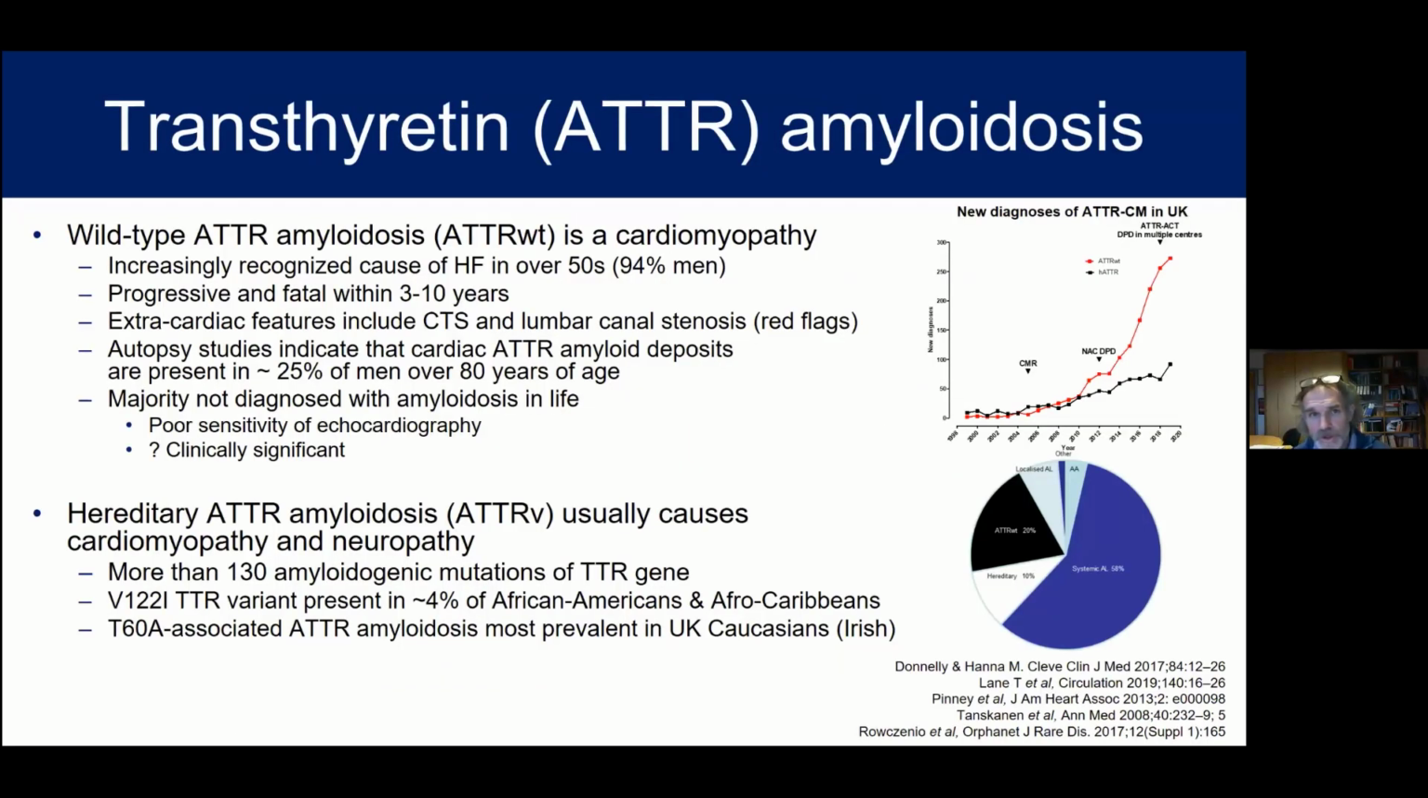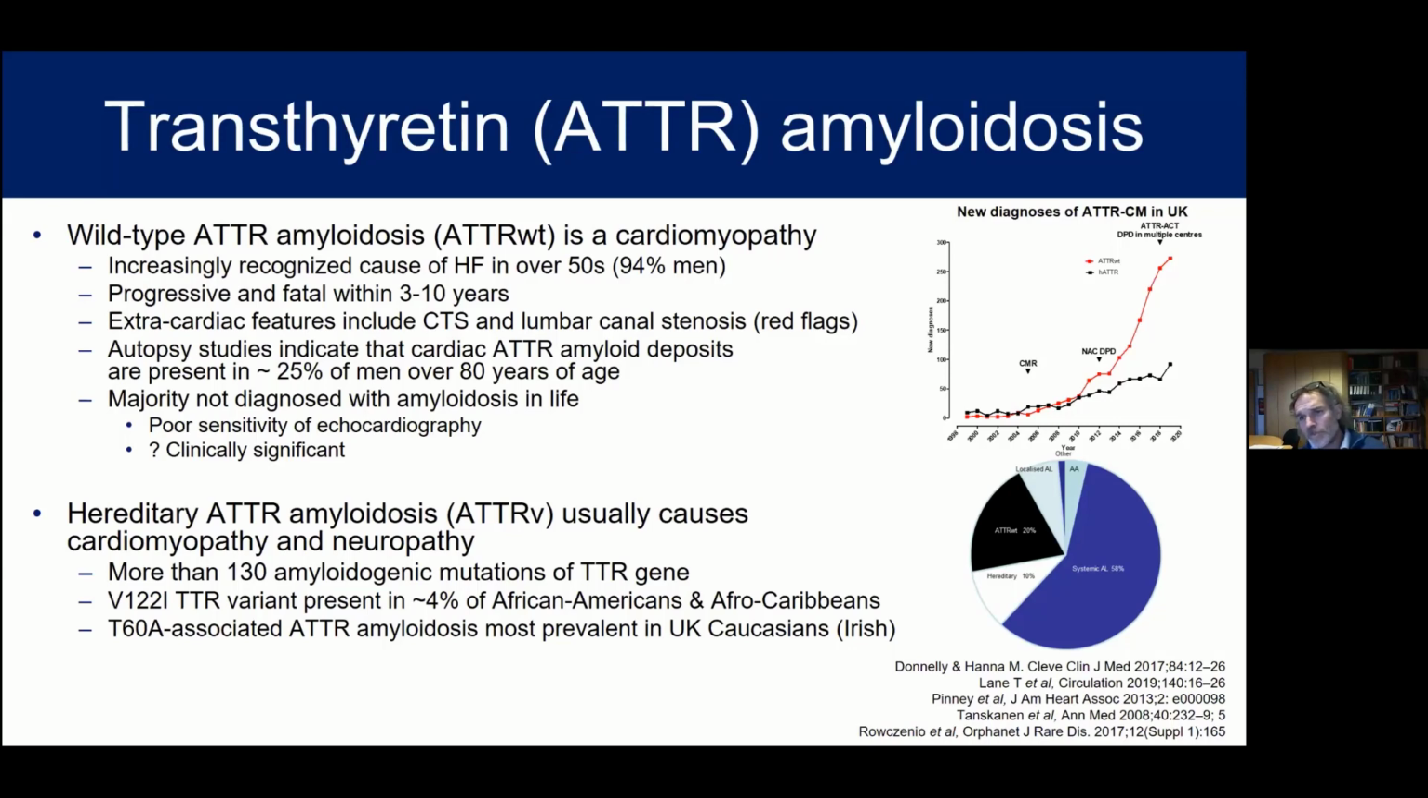Transthyretin amyloidosis, the other common type of amyloid that we see, can be wild type, in which the protein is unmutated. That is essentially an increasingly recognized cause of heart failure in the over 50s. And this panel on the right shows the massive increase in diagnoses of wild type ATTR amyloidosis in our national center. And I think this is reflected throughout the world.